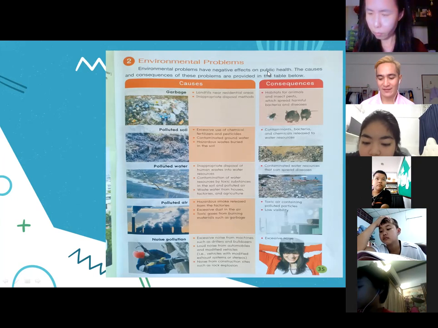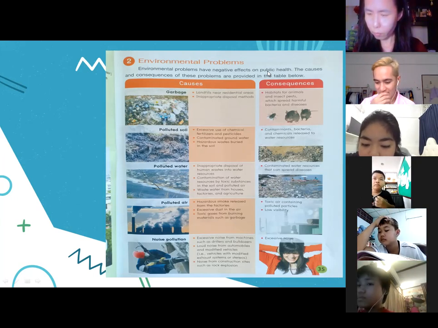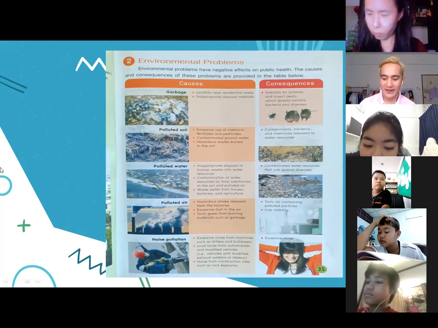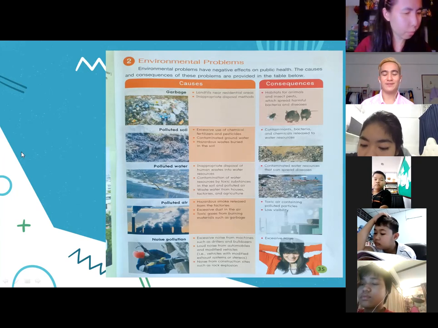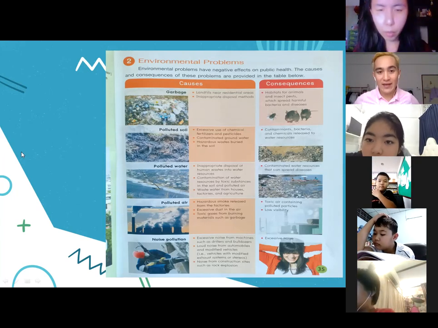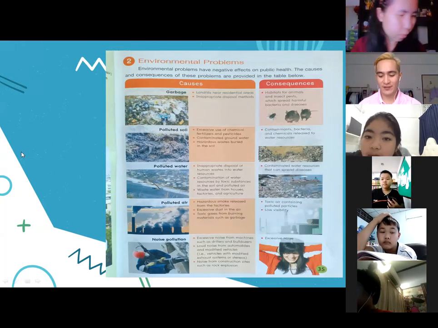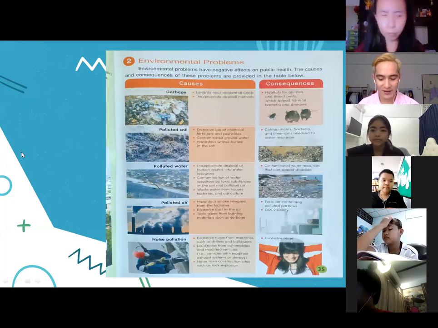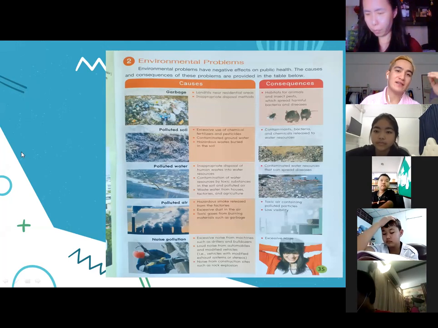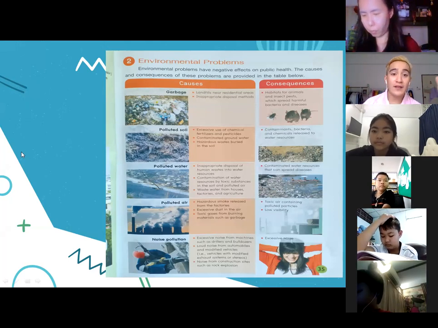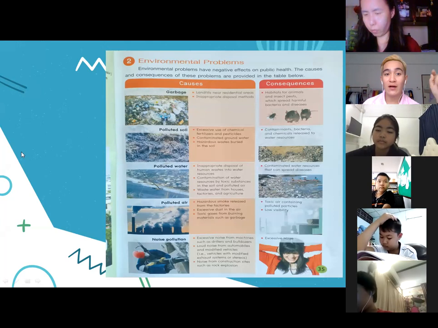Landfills near residential areas. Inappropriate disposal methods. Okay, thank you. Let's have first the landfills near residential areas. When we say landfills, these are where we are throwing our garbage.